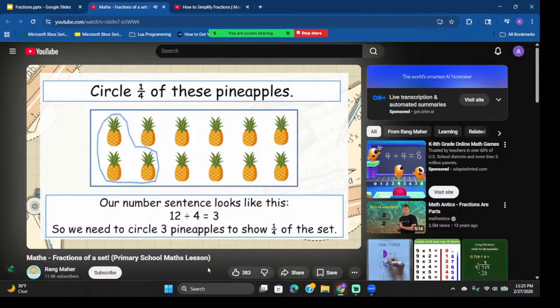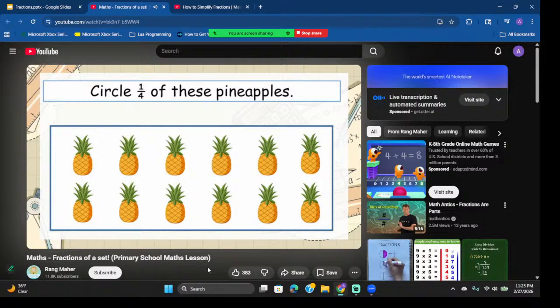Now, using division is definitely the best way of finding fractions of bigger numbers. But for now, if that's a little bit tricky for you, another thing you could do is try this. We want to find out what 1/4 of these pineapples are. Because we understand that the fraction 1/4 means 1 out of every 4 pineapples, what we can do is circle every 4th pineapple. 1, 2, 3, and circle the 4th.